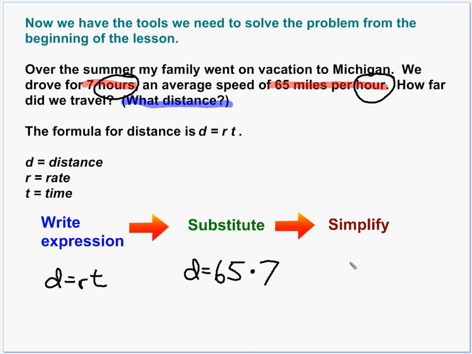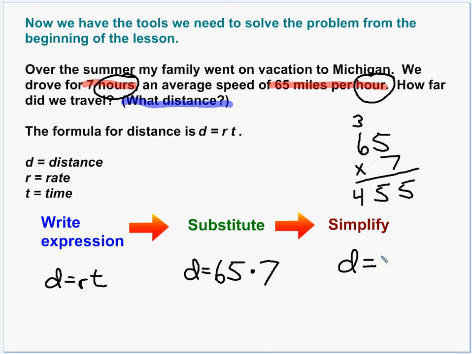Now we need to simplify. So D equals, let's take 65 times 7. Now, of course, we're going to just write this out and do the math. We're not going to use one of those crazy calculators or anything like that because we all know how to do this. And we all know what's 6 times 7? 42. 42 plus 3 is 45.